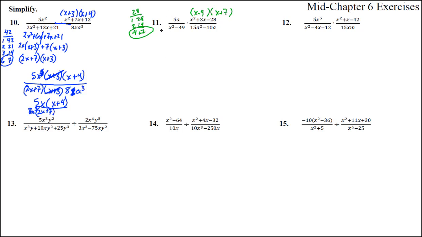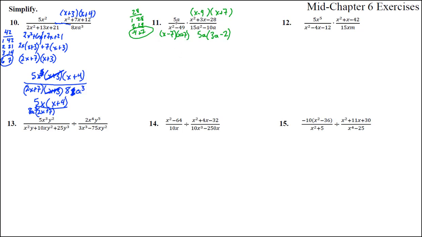Here we have a difference of squares. That's x minus 7, x plus 7. And then here, not a difference of squares. We got to pull out the greatest common factor. It looks like a 5a, and we're left with 3a minus 2.